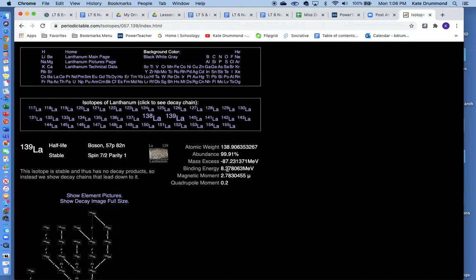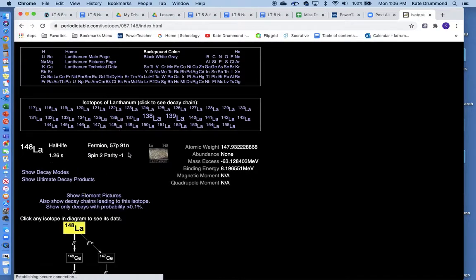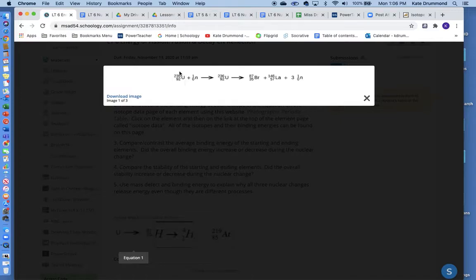So if we average the binding energy of lanthanum, oh sorry, that's the wrong one. There we go, 146. So 8.239 is the binding energy for lanthanum. So it sounds like the binding energy for uranium is about 7.591. Bromine is about 8.6. Lanthanum is about 8.2. So about 8.4. So we're looking at an increase in binding energy from about 7.6 to about 8.4.